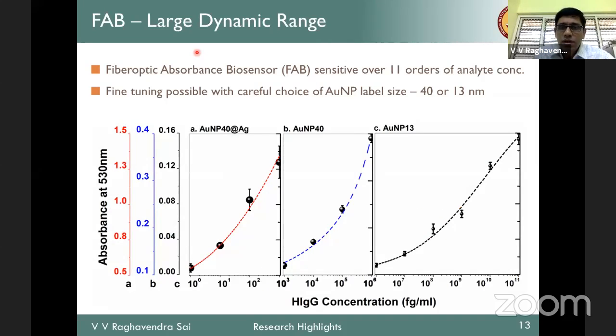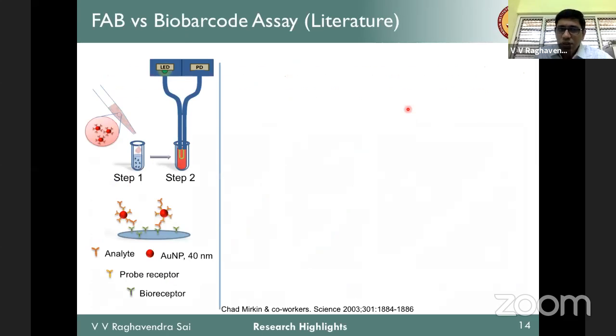And then one can actually change the dynamic range, because one of the important aspects with clinical analysis is sometimes your analytes are in a nanogram per ml concentration, sometimes in picogram, and sometimes they're in femtogram per ml concentrations. So you should be able to tune your dynamic range of the sensor. You will be able to do that by choosing different particle sizes. So that's the advantage of this.